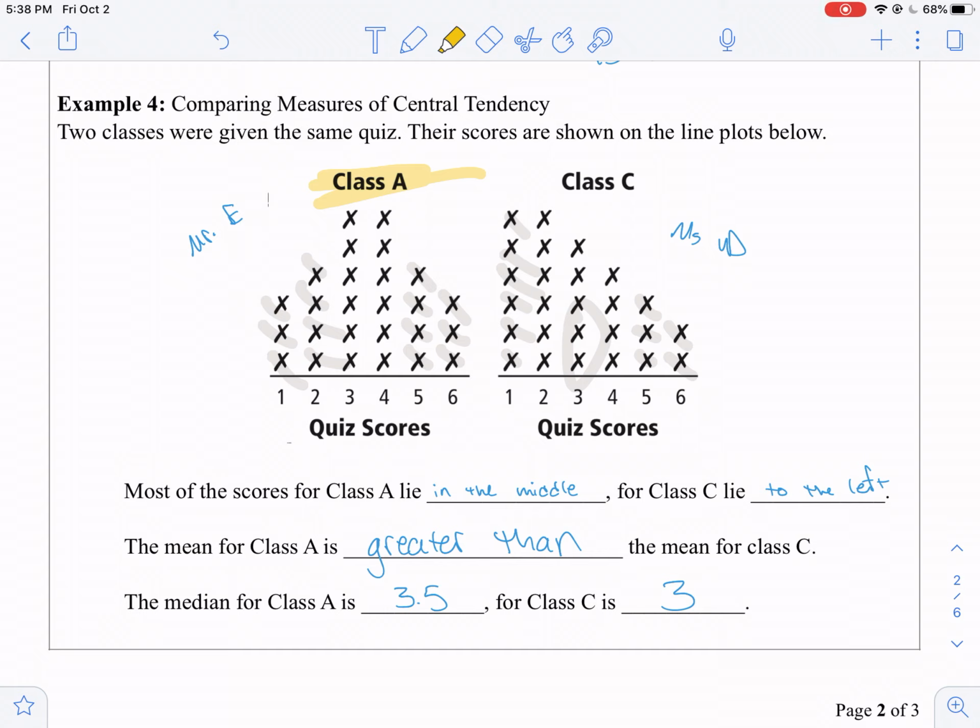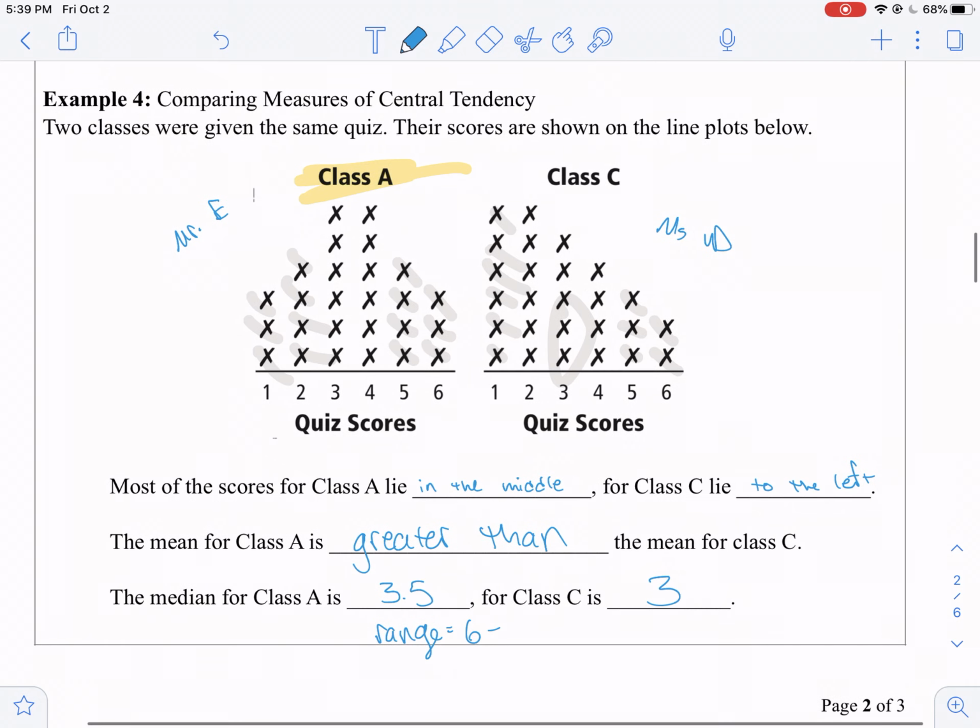But what's the range? What's the range of the scores? Well, the range is going to be the same for both classes. Take our highest score, which is a 6, minus our lowest score, which is a 1. So our range is 5.